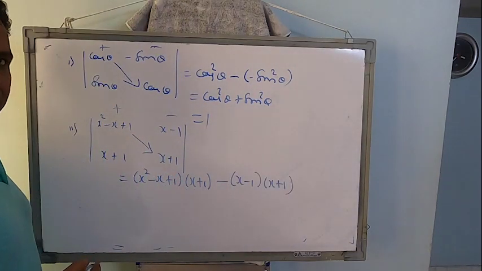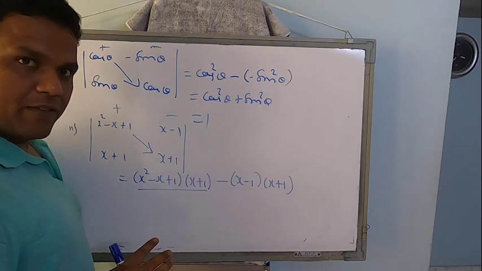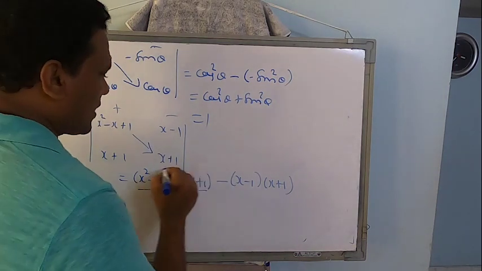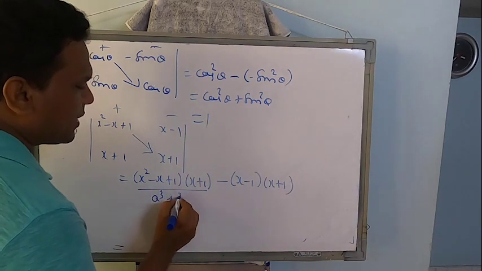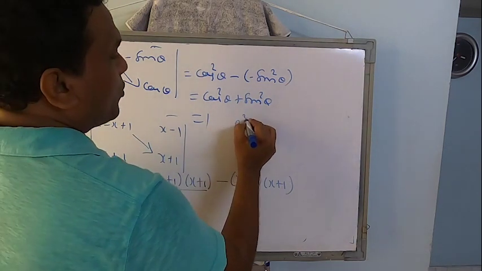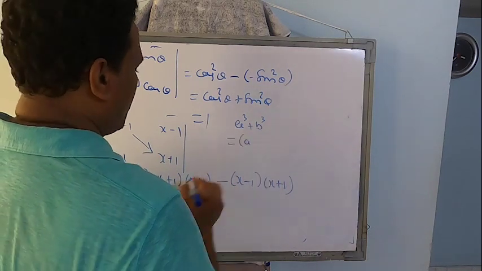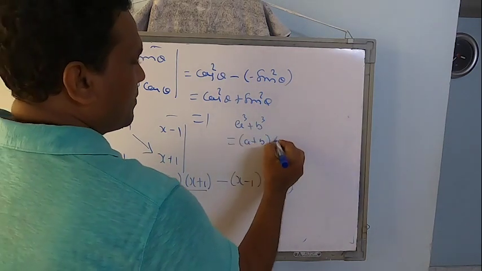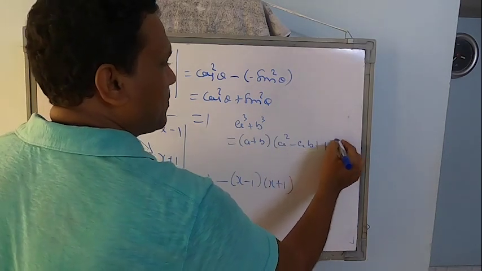Let us keep simplifying. So how to simplify these two? Two options. One thing is you can multiply everything, that's fine. Otherwise you can compare this with the formula of a cube minus b cube. What is a cube minus b cube? A cube minus b cube is, sorry, a cube plus b cube, so a plus b multiplied by a square minus ab plus b square. Correct, right?